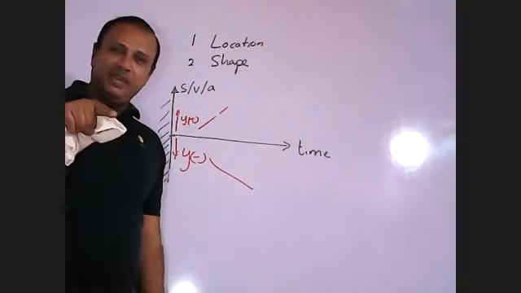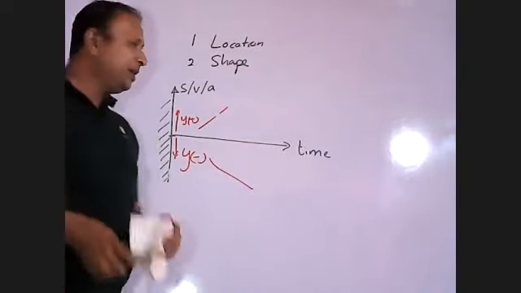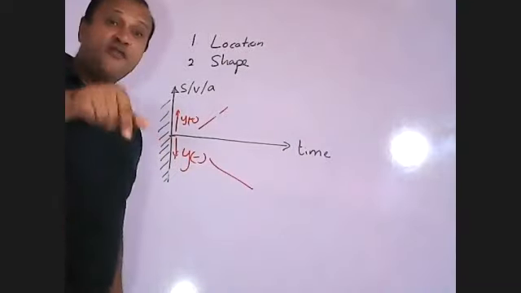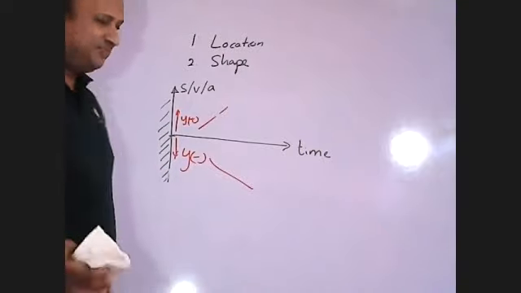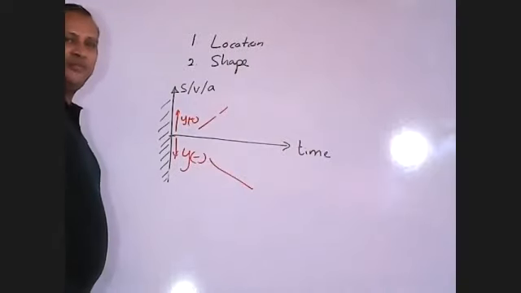Then tell me, how to distinguish the first and fourth part in a velocity time graph. Tell me. Velocity time graph.